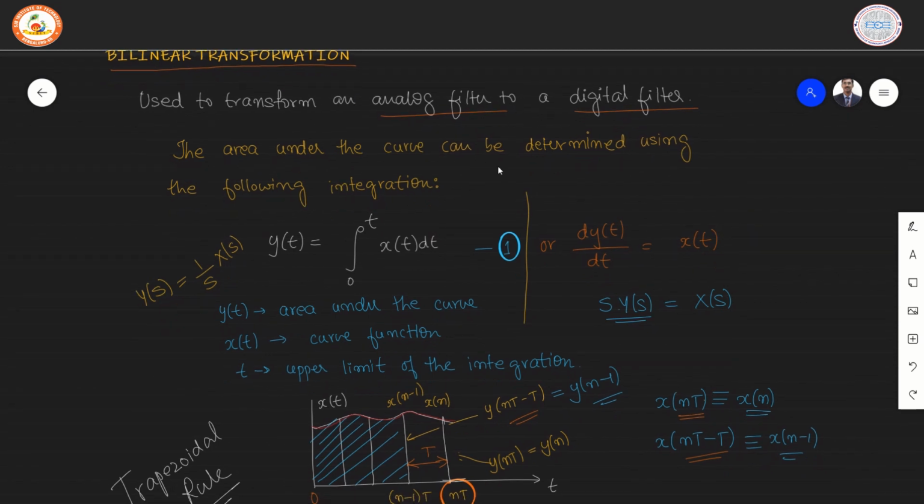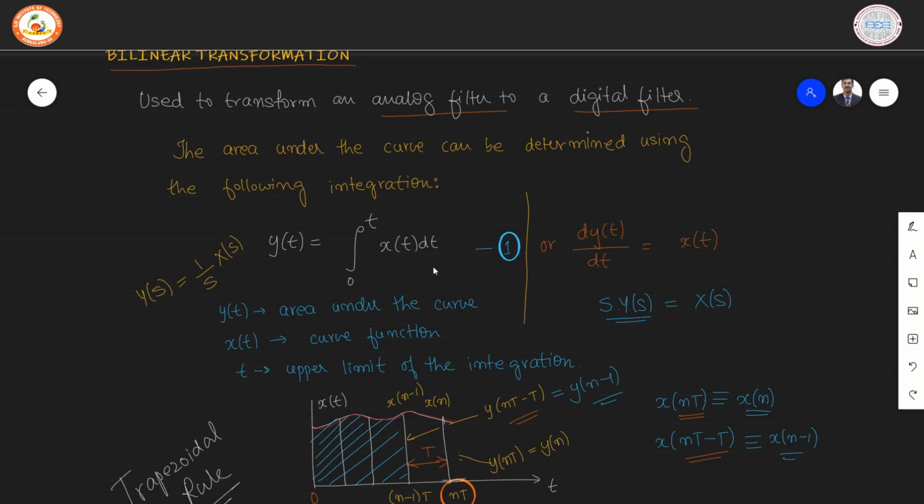The area under the curve can be determined using normal integration. y(t) is equal to the integral from 0 to t of x(t) dt. This expression provides you with the area under the curve, which is y(t). x(t) is called the curve function and t is the upper limit of integration.